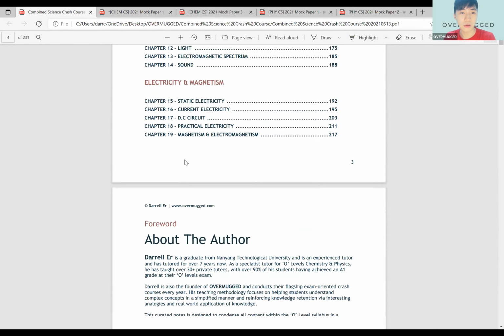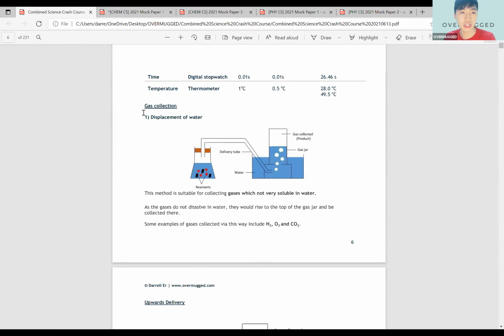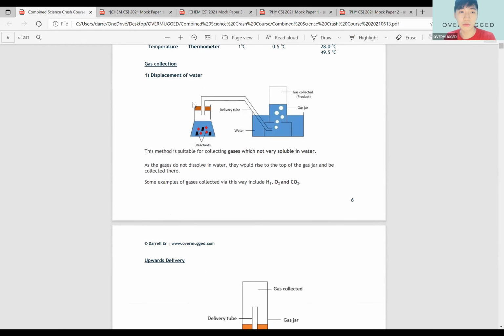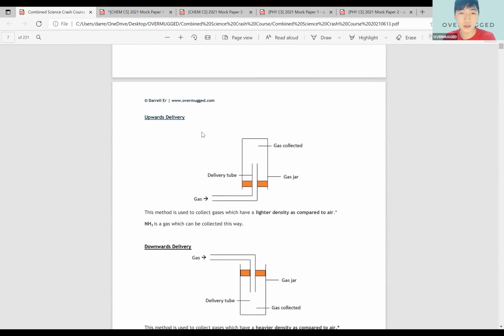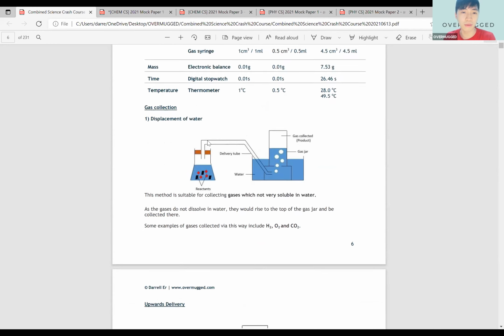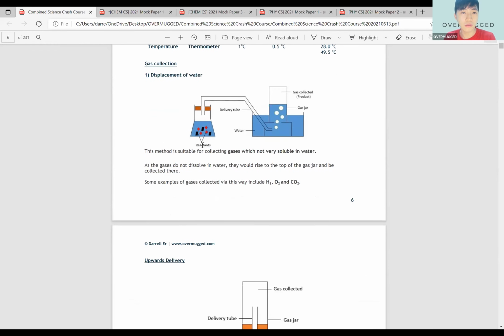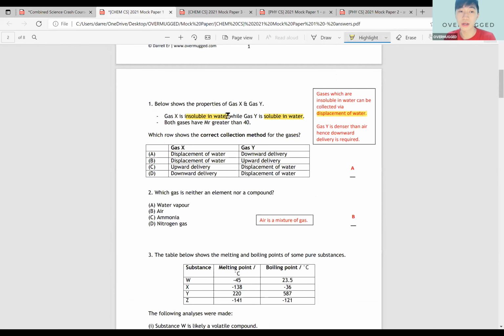If I scroll down, you will see that for gas collection there are three methods. You can do displacement of water, upward delivery, or downward delivery. If you're wondering what this document is, it's just the curated notes, the soft copy version. Note that for gases that are not very soluble in water, you can use this method, because if a gas is soluble in water, it dissolves in the water and you don't collect any gas. So displacement of water is used purely for gases that are insoluble in water. Hence, we can narrow down our answer already: for gas X, we should be using displacement of water.